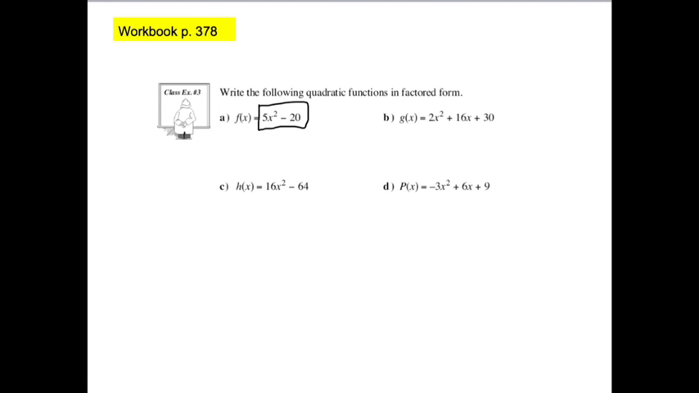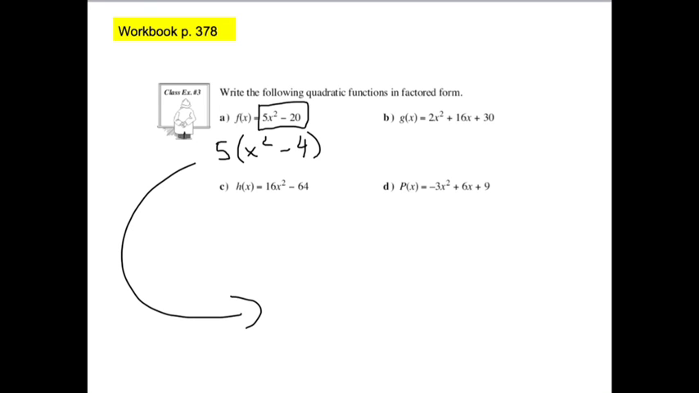Both these are divisible by 5, so you're going to bring that outside of the brackets. And what you're left with is x squared, because 5x squared divided by 5 is just x squared, and minus 20 divided by 5 is going to be minus 4. Okay, so that's what we have so far.